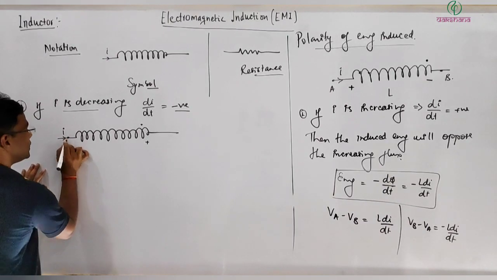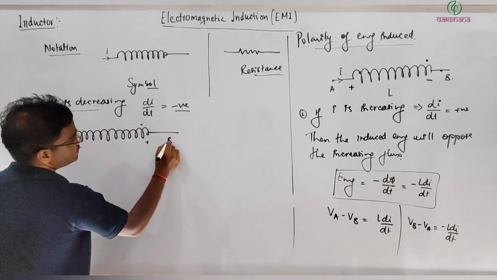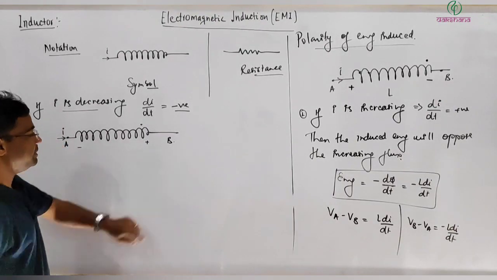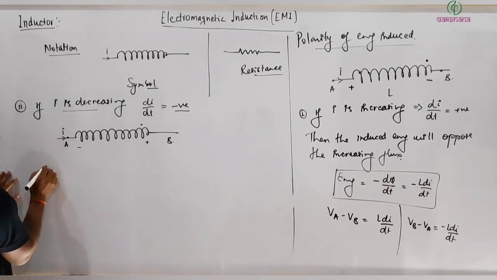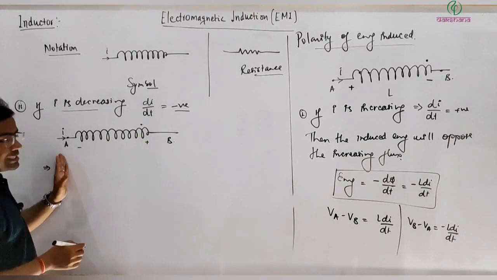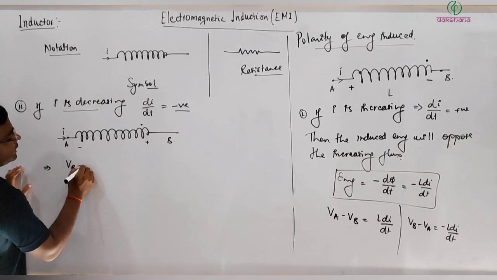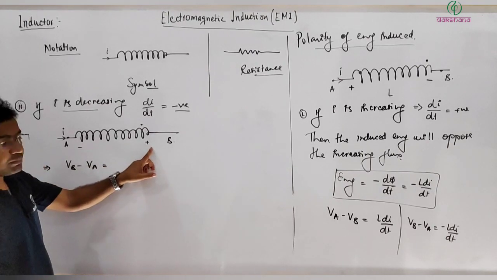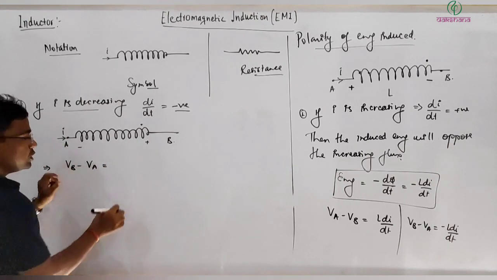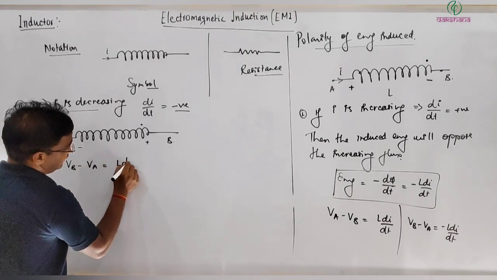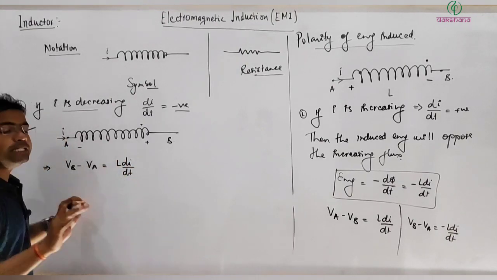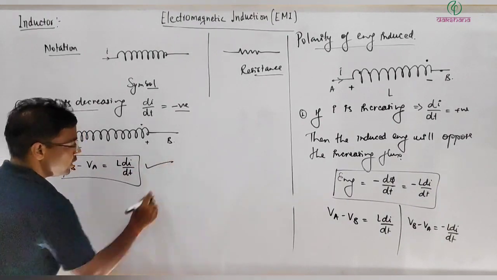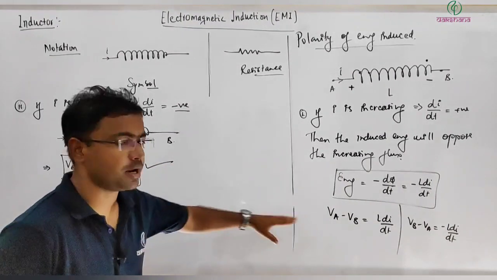So in this situation, here it's A and it's B. If we are going in a loop across this element, in the direction of current, then what will we write? We write B minus A. So VB minus VA will be positive because this is high, this is low, so I can write it's plus L di/dt in general terms. So this is the expression for this. I hope you got this point.